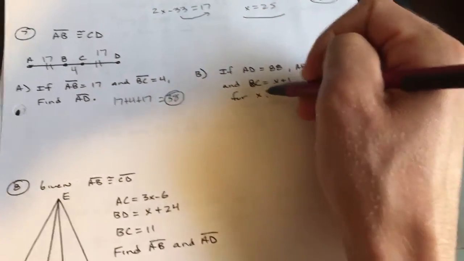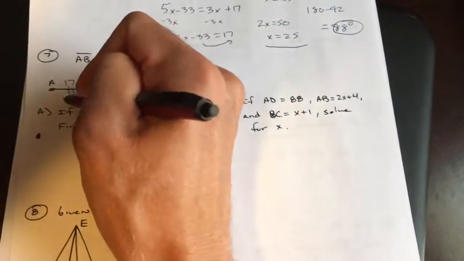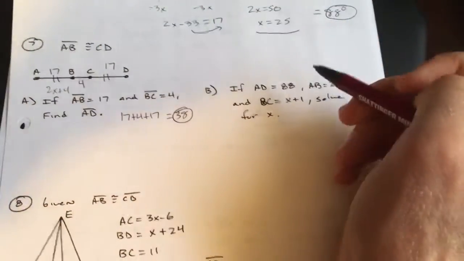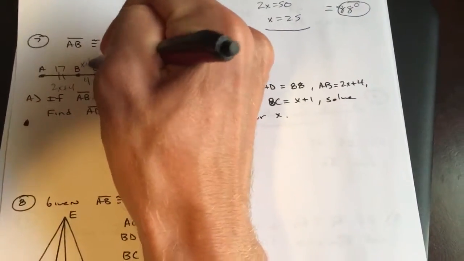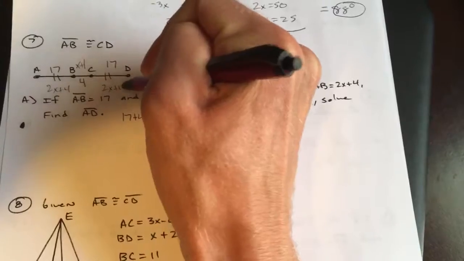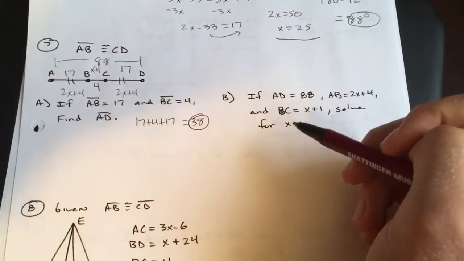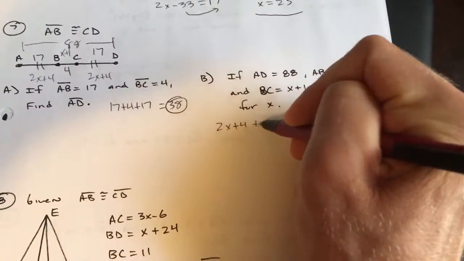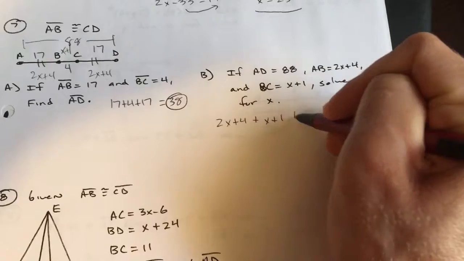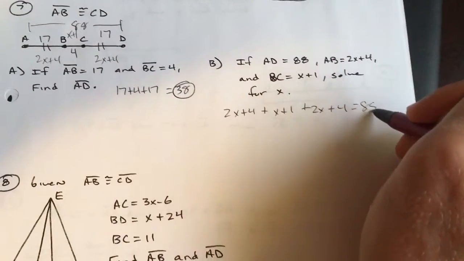So this one's a little different scenario. If AD is 88 and AB, so I'm just going to write it here, AB is 2x plus 4. BC is x plus 1. Well, then CD is also 2x plus 4. And if the whole thing is 88, then I must take that 2x plus 4 plus the x plus 1 plus the other 2x plus 4 and set it equal to 88.